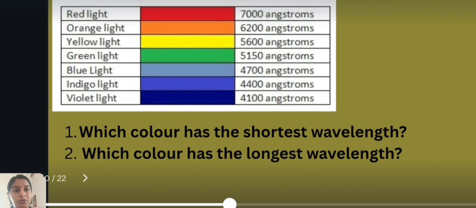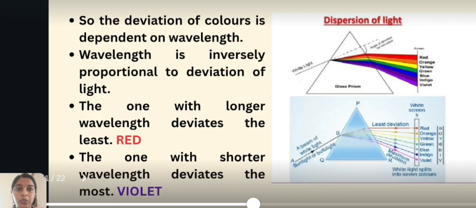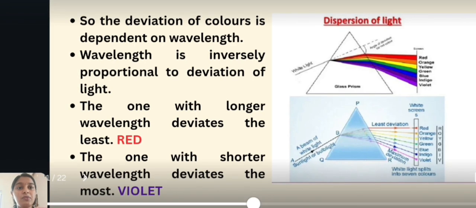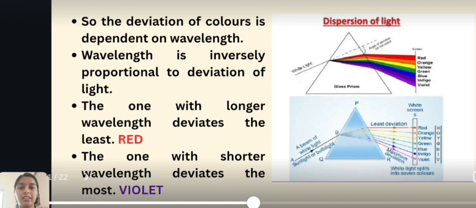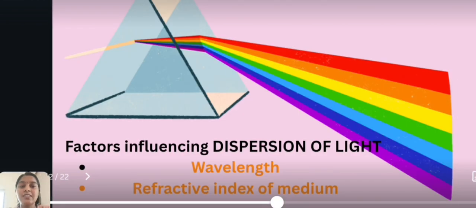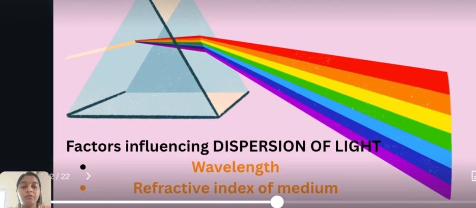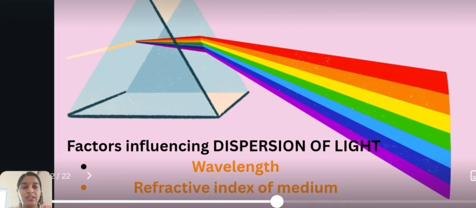and their deviation. So the deviation of colors is dependent on wavelength. Wavelength is inversely proportional to deviation of light. The one with longer wavelength deviates the least, which is the red light, and the one with shorter wavelength deviates the most, which is the violet light. So the factors influencing dispersion of light include wavelength and refractive index of the medium. The bending of light rays also depends on the refractive index of the prism.